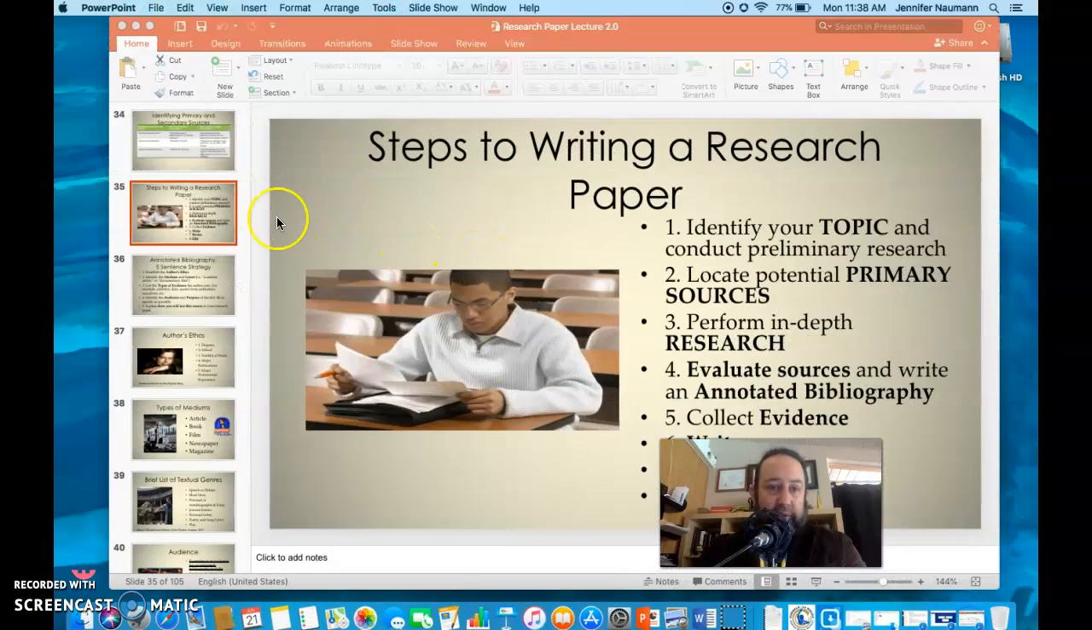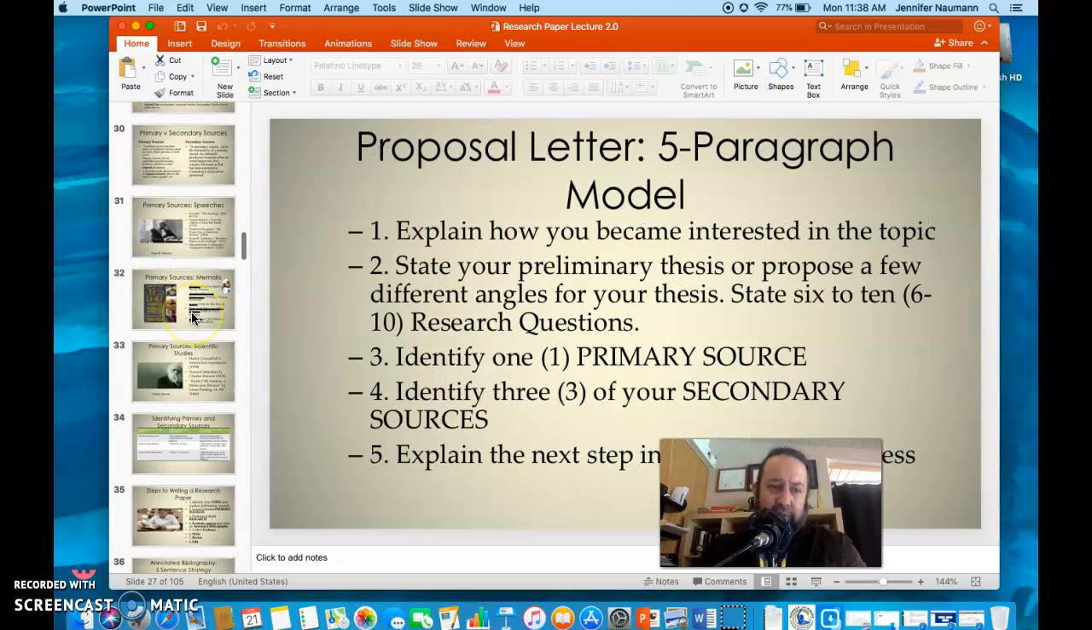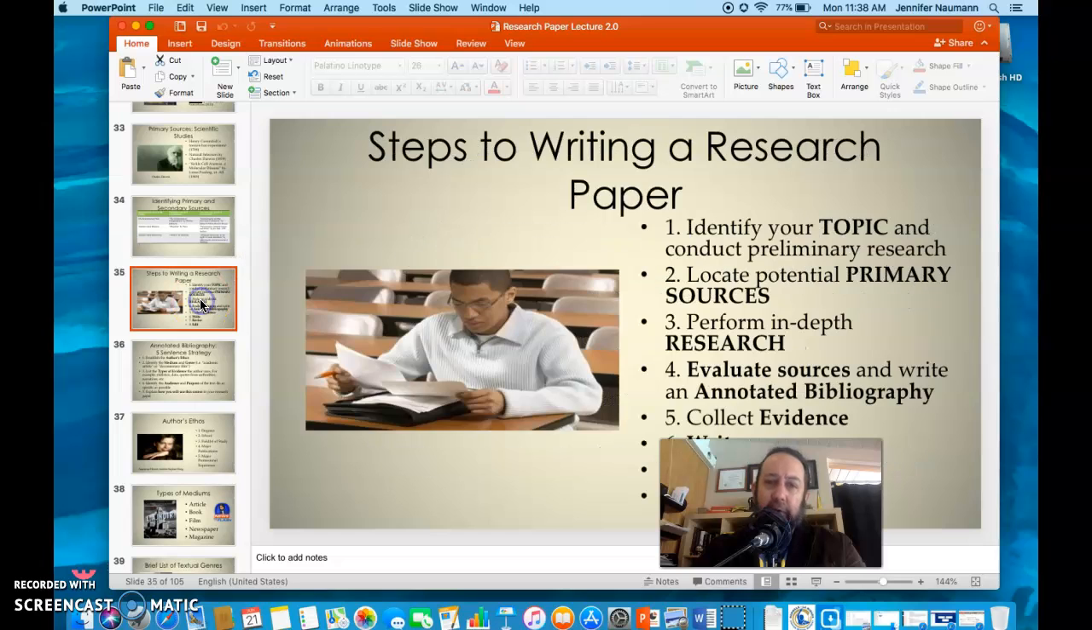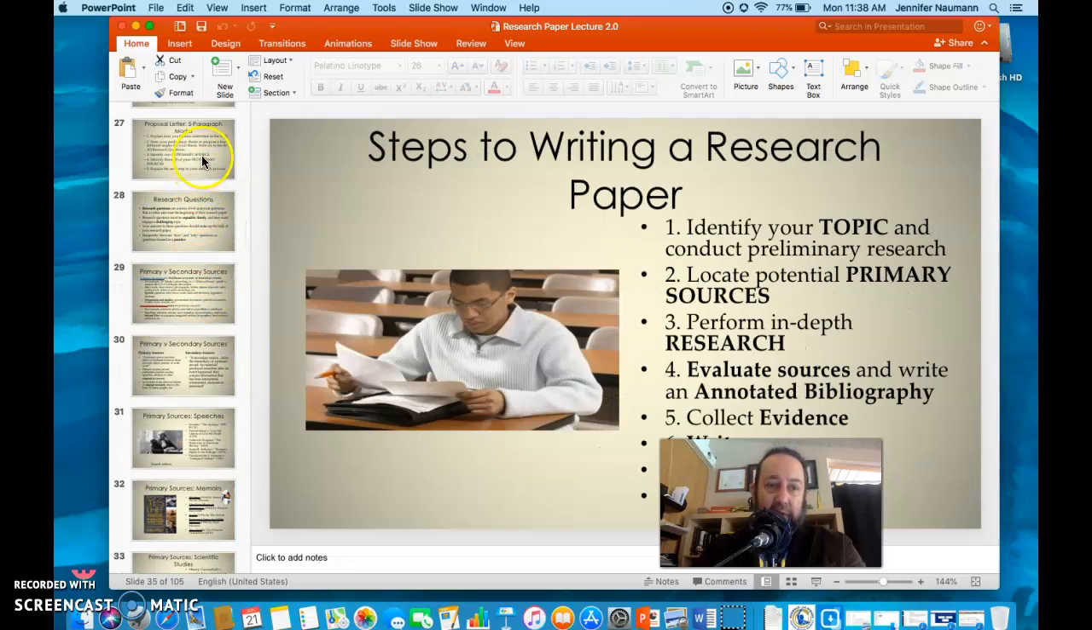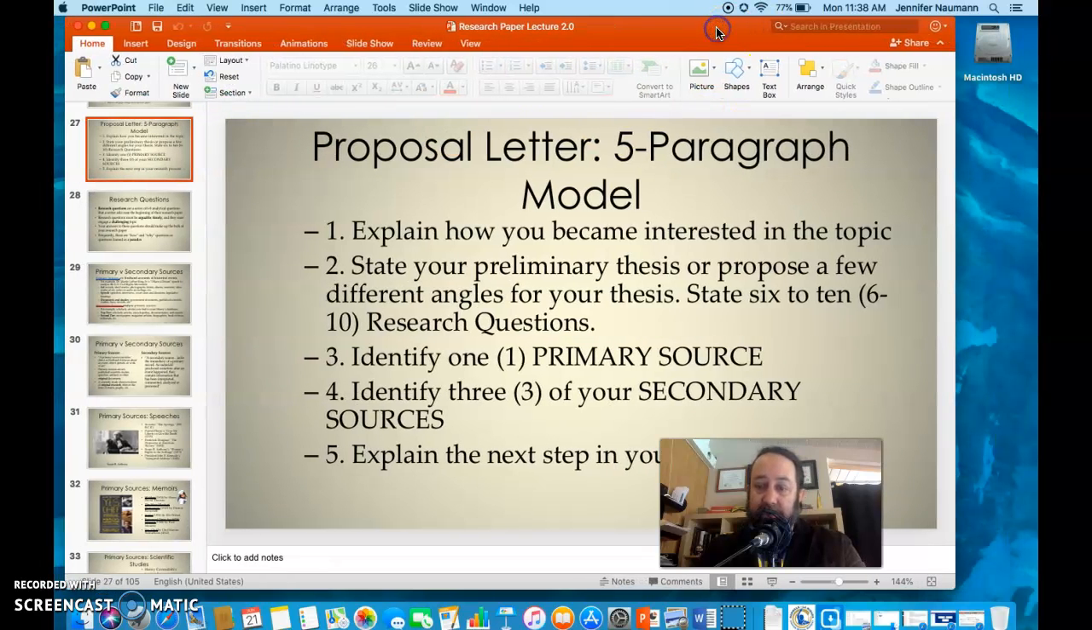All right, so that pretty much covers the proposal letter. There is a section on it in the research paper lecture. If you look at pages 27 to 35, we'll cover various aspects of writing a proposal letter. But make sure to use that checklist, which is on 27.